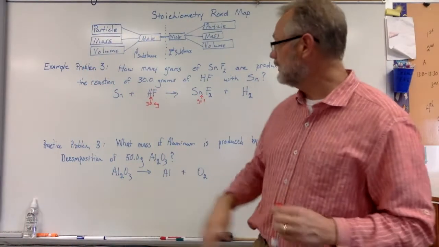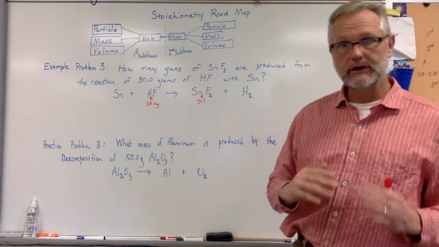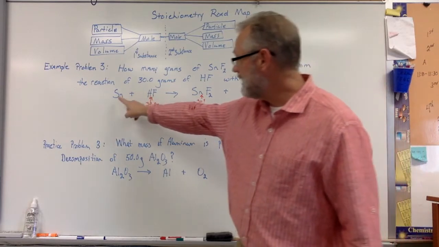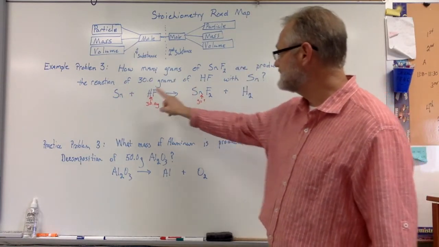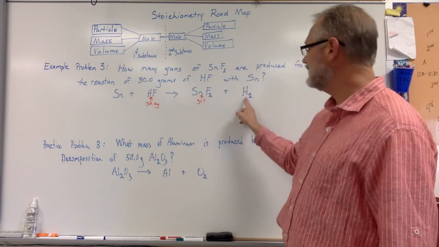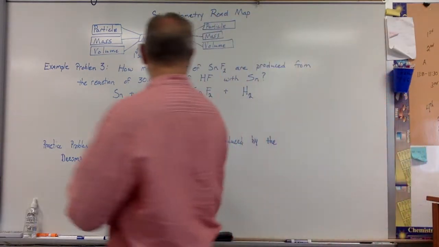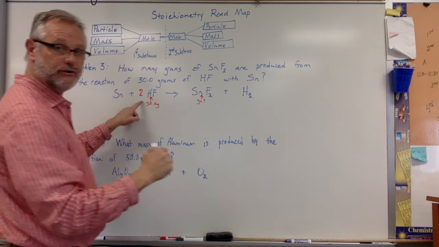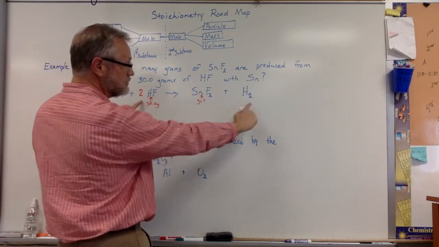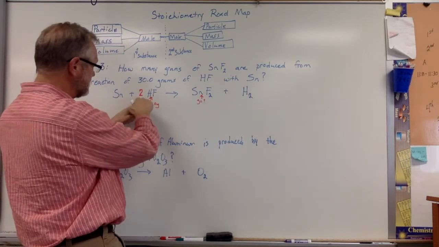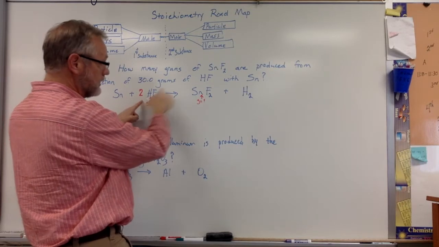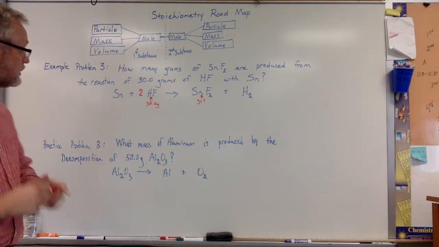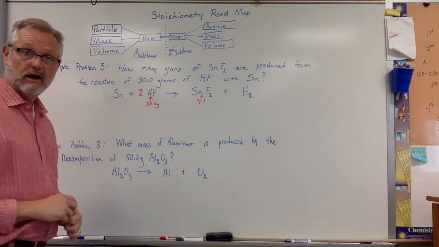The next thing I want to do, after I've written down what I'm given and what I'm looking for, is balance my equation. I have one Sn, one Sn, one H, two H's. So I'm going to have to put a 2 right here. That gives me 2 hydrogens on this side, 2 hydrogens on this side, 2 fluorines, and everything is balanced. So now I've balanced my reaction.